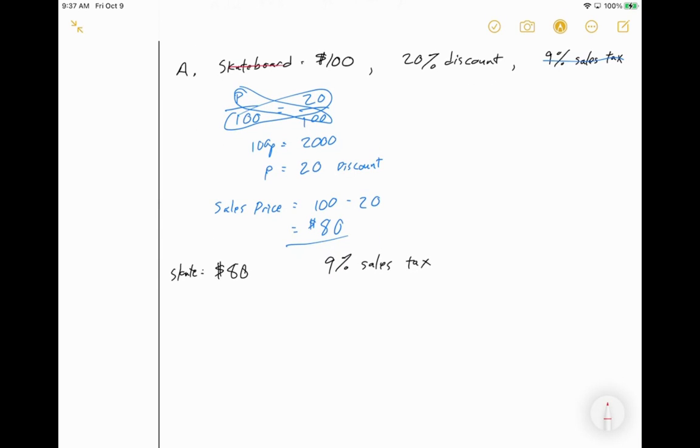So it's kind of like, okay, now I don't need the skateboard anymore. I don't need the discount anymore. I already have the new skateboard price and my sales tax. So now let's do that however you want to do that. You might go straight to the final answer if you want, but I'll show the slower way here. 9 over 100 is equal to P over 80.